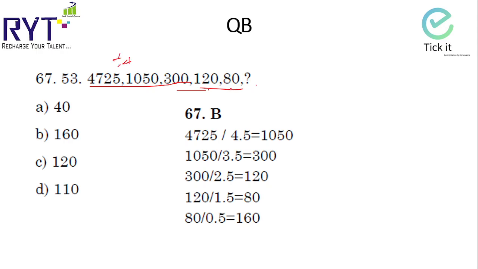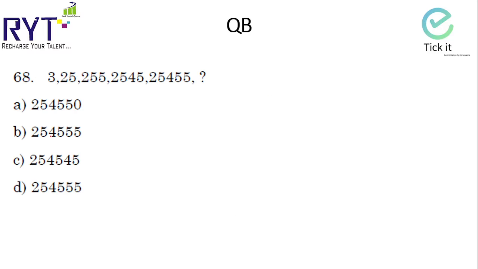So if you follow the same method, first one is divided by 4.5, second one divided by 3.5, third one divided by 2.5, fourth one divided by 1.5, last one divided by 0.5. So if you divide by 0.5, you get 160 as the answer. So option B, 160 is the correct answer.